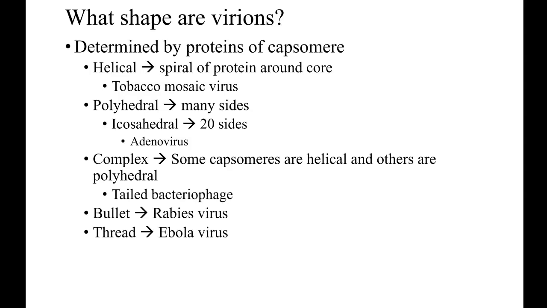I mentioned that capsomeres can help determine the shape of viruses. Viruses can come in a variety of shapes. Some can be helical, like the tobacco mosaic virus, which is one of the most studied viruses out there. Some have almost a geometric shape with many sides, like the adenovirus, however you'd like to say it. Some have different helical shapes, like our tailed bacteriophage. I'm going to show you pictures of a rabies virus that looks like a bullet shape, and Ebola virus that looks like a thread. It almost looks like a worm.